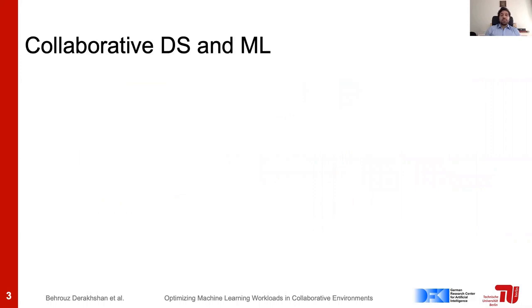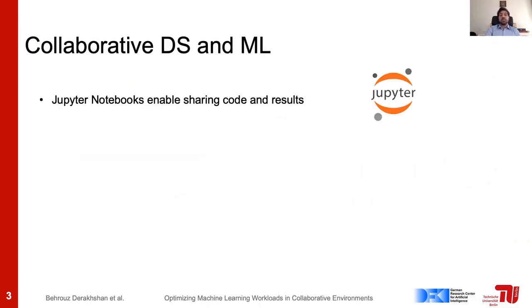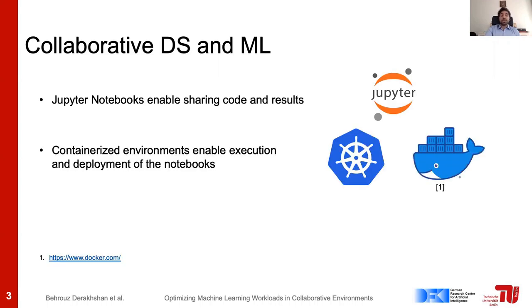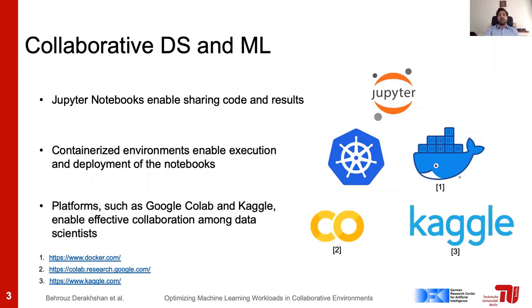To that end, there have been several breakthroughs in recent years. For example, Jupyter notebooks have enabled sharing of code and results. Containerized environments have enabled execution and deployment of these notebooks on the cloud, and platforms such as Google Colaboratory and Kaggle have enabled effective collaboration among users by building infrastructure around these tools.